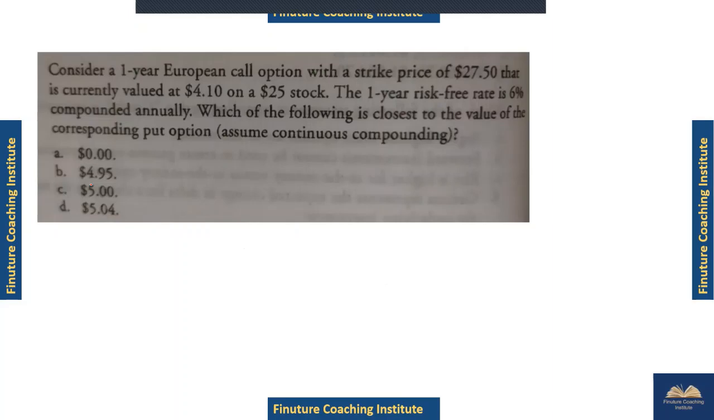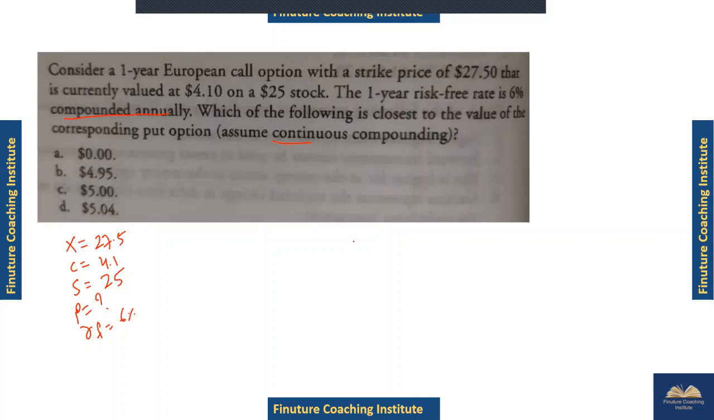Now, we have been asked to calculate the put option, and some information has been given. A 1 year call option with a strike price, here X is 27.5, and the call price is 4.1. The spot is $25. We have been asked to calculate the put price, and the risk-free rate is 6%. Bear in mind, you have to assume continuous compounding, and over here you have been given annual compounding. That's the only catch. Otherwise, the question is very straightforward.